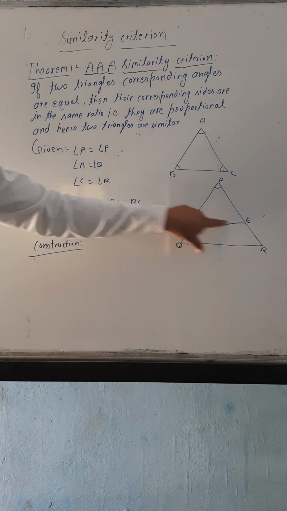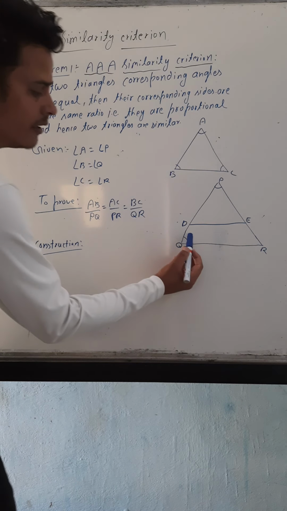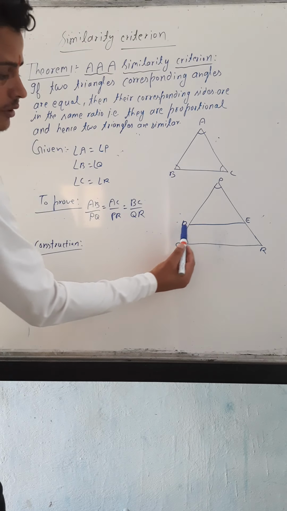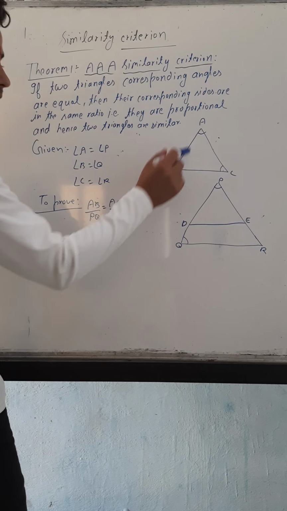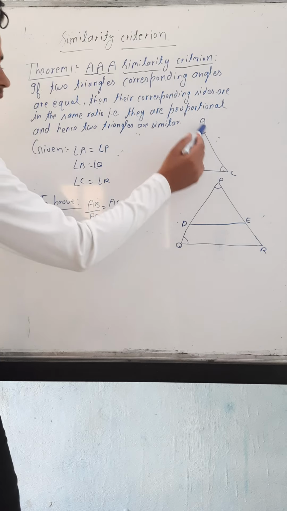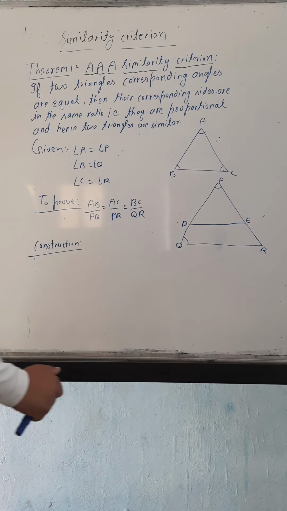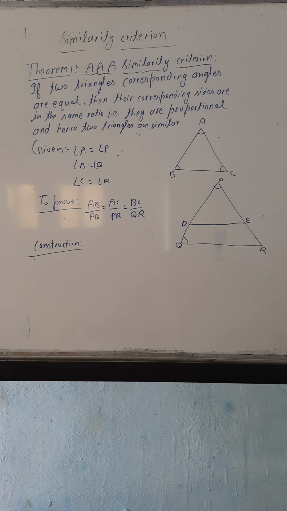This is how we are drawing this one line. Okay, we will adjust it. We cannot draw it here because this one side will be lesser than that. So this line we will draw in such a way that AB is equal to PD and AC is equal to PE. So this is the construction which we will do right now.